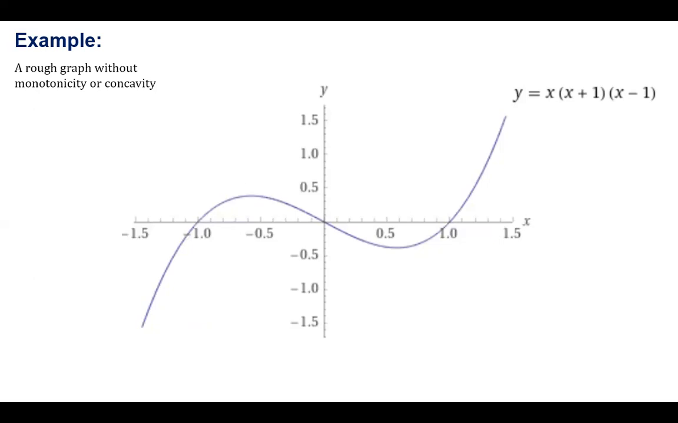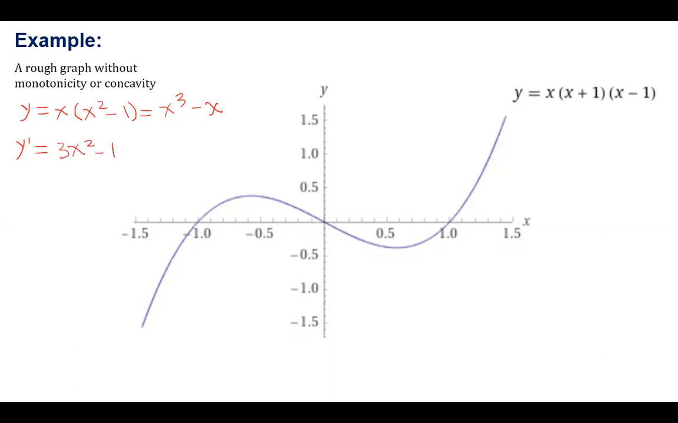For polynomial functions, it's easier to find the first derivative if we expand this function first. Okay, first of all, let's expand this function. So that gives us y equals x times (x squared minus 1), right? Which is x cubed minus x. Then we find dy/dx, or y prime. First derivative, y prime equals 3x squared minus 1, right?